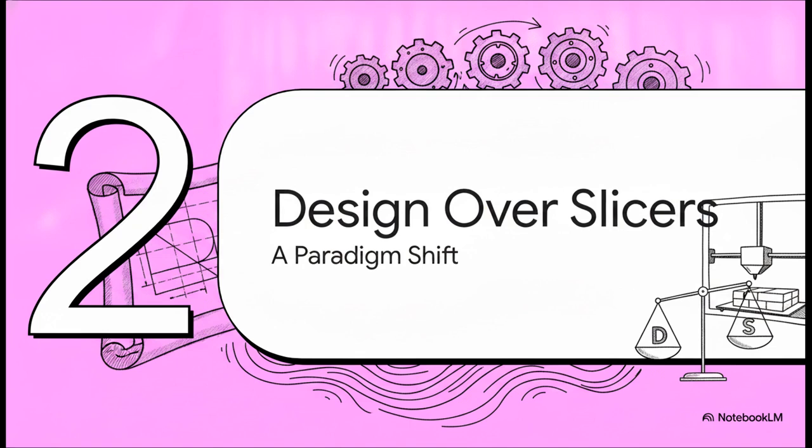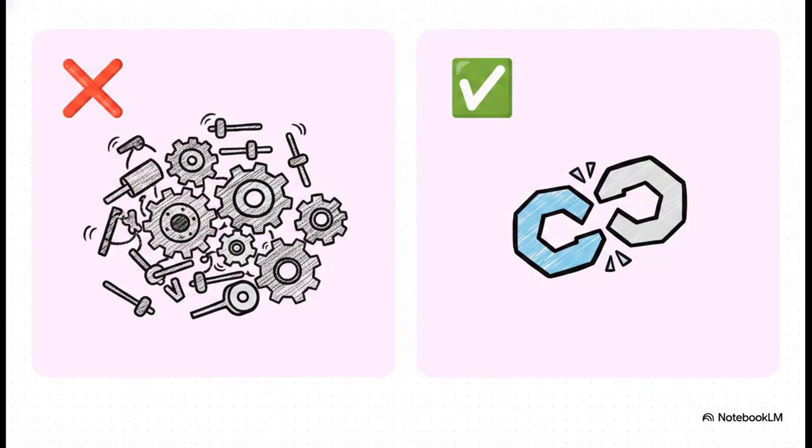Moving on to section 2, design over slicer settings, a paradigm shift. Now, what's really interesting about this is the huge contrast. This paradigm shift is heavily championed by the massive printing operations over at Slant 3D. Their core philosophy? It's that design is the ultimate equalizer. Think about it. Relying on slicer settings is essentially just high-level guesswork. Sure, it might work perfectly for that specific roll of material, on that specific Tuesday, on that specific printer.